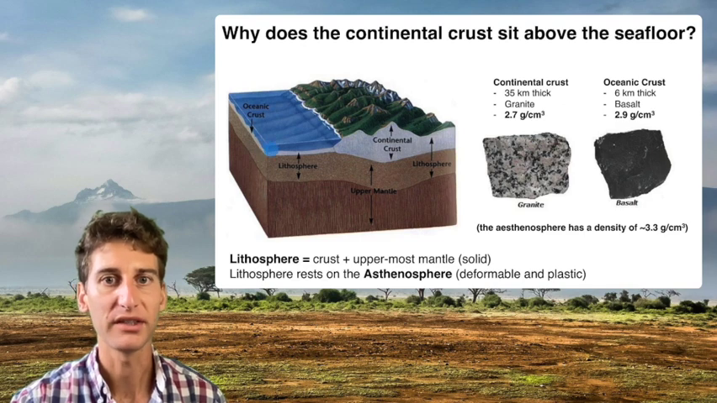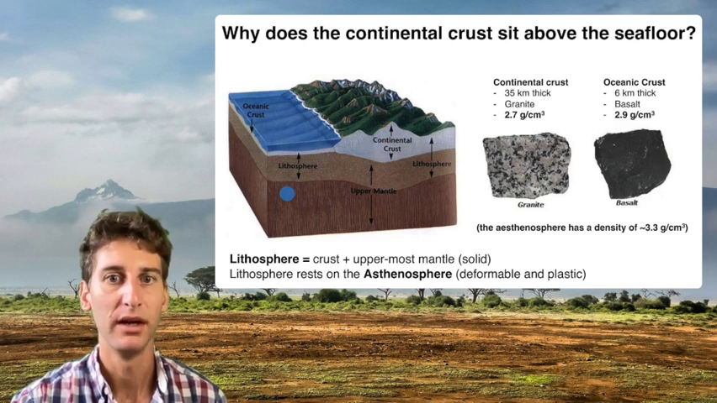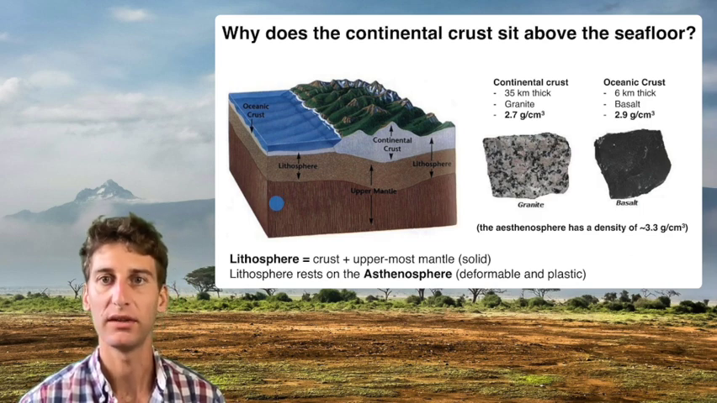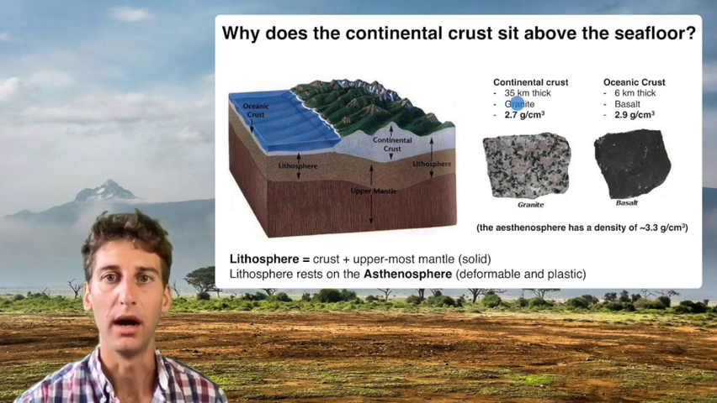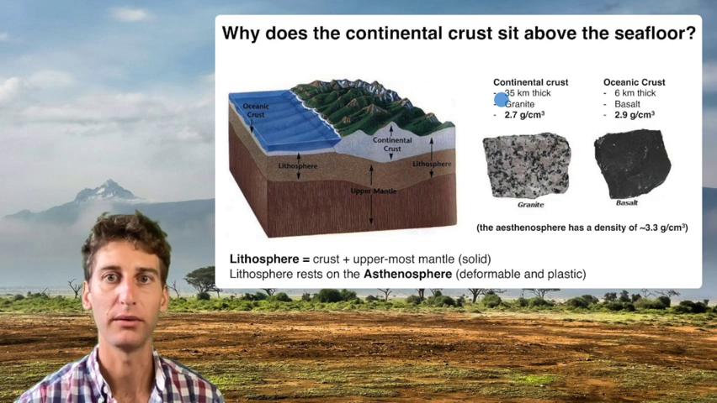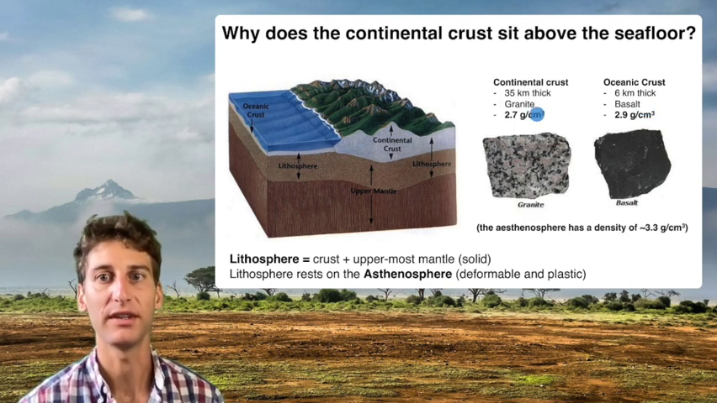So both the oceanic crust and the continental crust sit above this upper mantle asthenosphere. And so why are the continents taller than the oceans? There are two main reasons for this. One is that the continents are thicker than the oceans. The continental crust is around 35 kilometers thick. The oceans are around 6 kilometers thick. And also the dominant rock type in the continental crust is very different from the ocean.